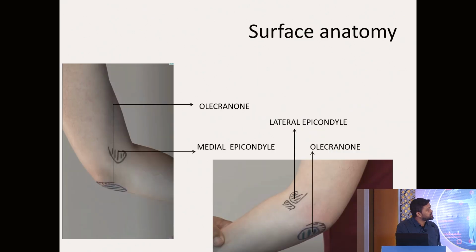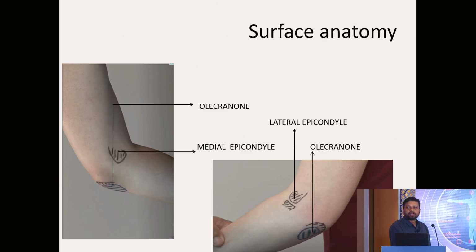Then again, surface anatomy. On the elbow joint, usually we see this from the medial aspect. This is the medial epicondyle. If you get tenderness in this area or just below the medial epicondyle, the possibility is Golfer's elbow, okay, medial epicondylitis. This is the olecranon process. If you get any swelling or tenderness in this region, the possibility is olecranon bursitis, okay.